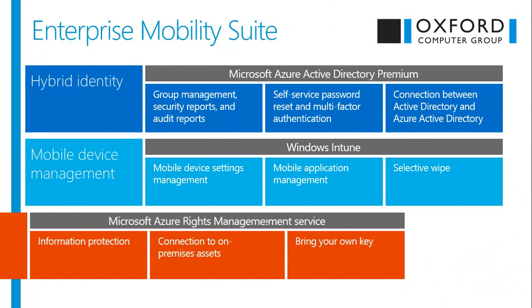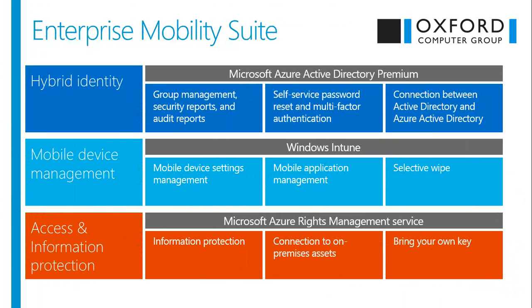A component of the platform is Enterprise Mobility Suite. The Enterprise Mobility Suite is a packaging of components for rights management, mobile device management, and user management in the cloud, and then back onto on-premises. So it brings together those productivity components. So hybrid identity is supported through Azure Active Directory.